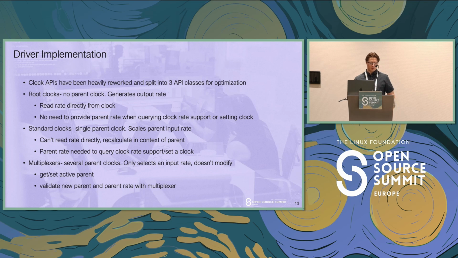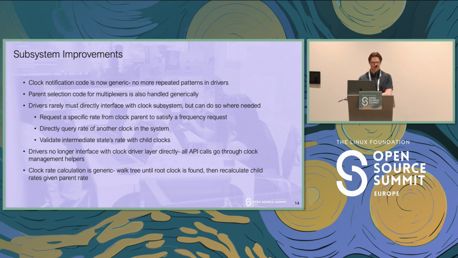You don't need the ability to recalculate the rate in the context of a parent, because, and that's key here for this assumption. Basically, the assumption we make here is that a multiplexer, you can define your clock tree in such a way that if you have a multi-input clock like a multiplexer, you have some definition for that multiplexer where it only selects an input rate and doesn't modify it. And that allows us to do this optimization. So basically, your multiplexer cannot do anything except reject a proposed rate. It can't scale rates. But by doing that, we can use this API set, and we get a ton of improvements for the subsystem out of that.